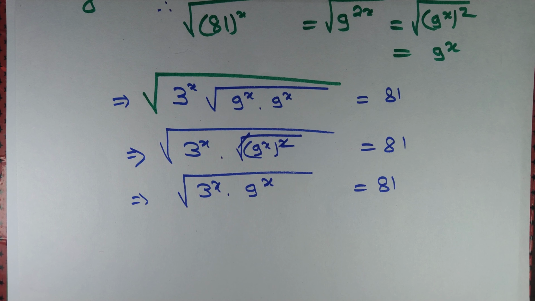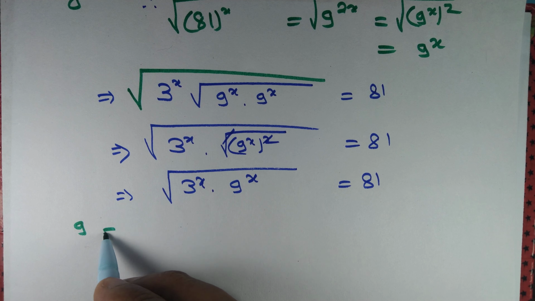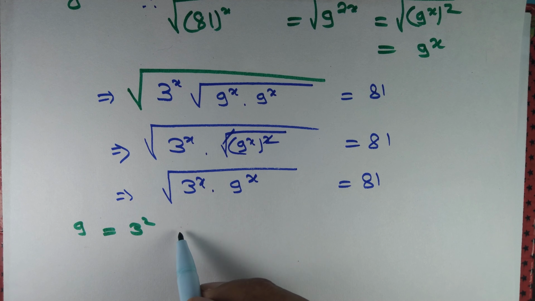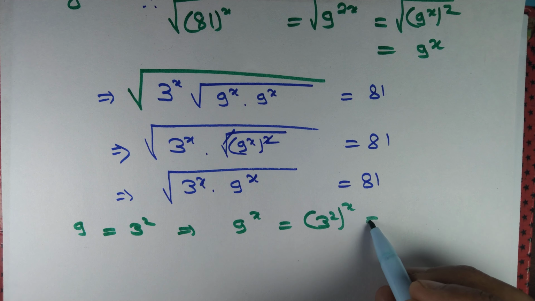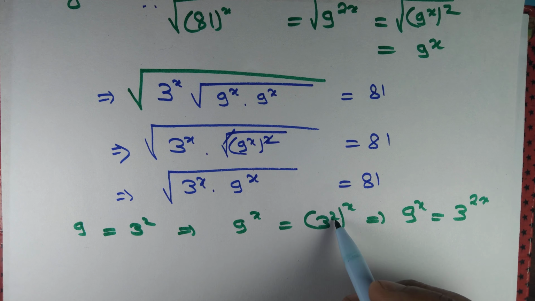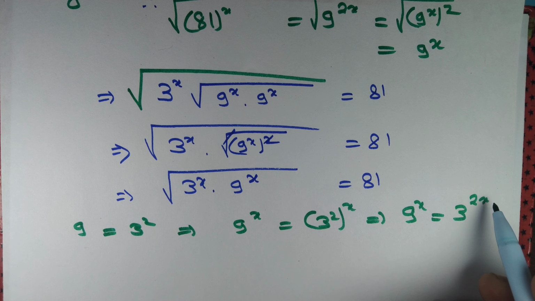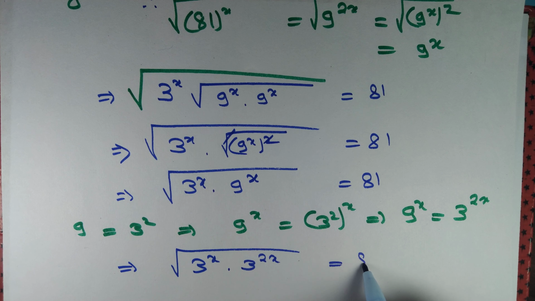Can we make the same base? Of course, yes. We can write 9 is 3 squared. Therefore, 9 to the power x equals 3 squared to the power x. That implies 9 to the power x equals 3 to the power 2x. Once again, a to the power m to the power n equals a to the power mn. Powers of powers, powers can be multiplied. So this equation can be written as 3 to the power x into 9 to the power x is simply 3 to the power x into 3 to the power 2x equal to 81.